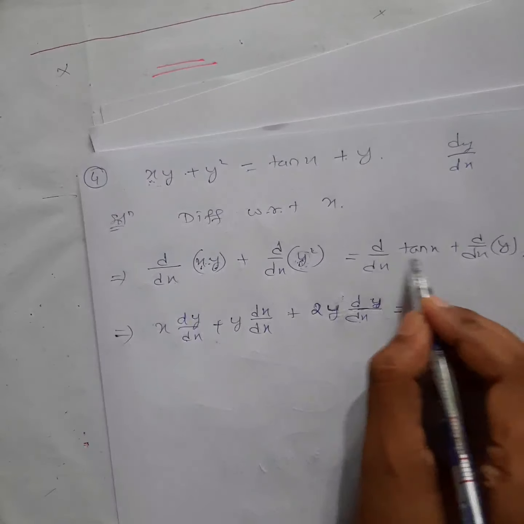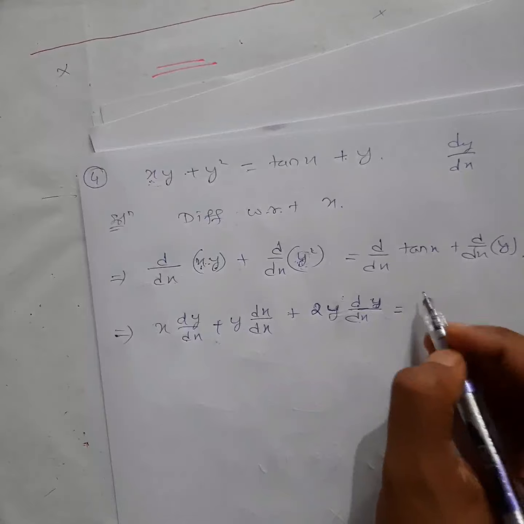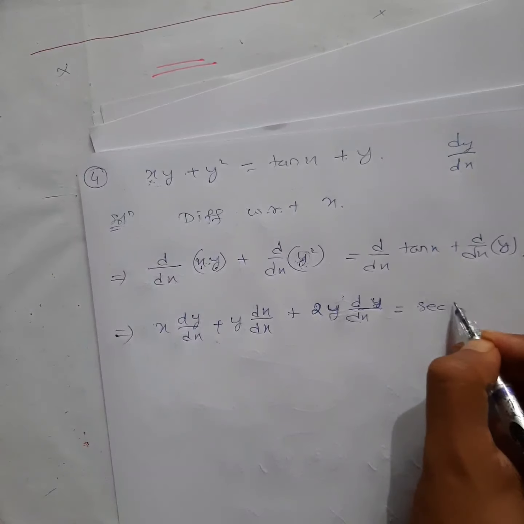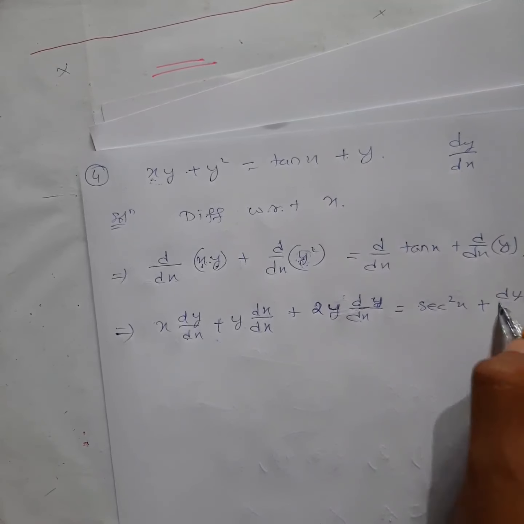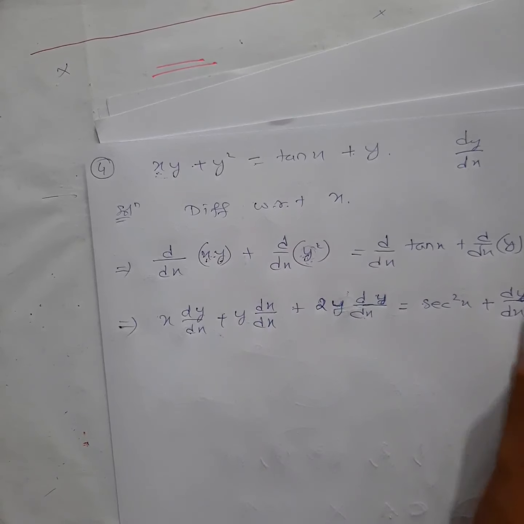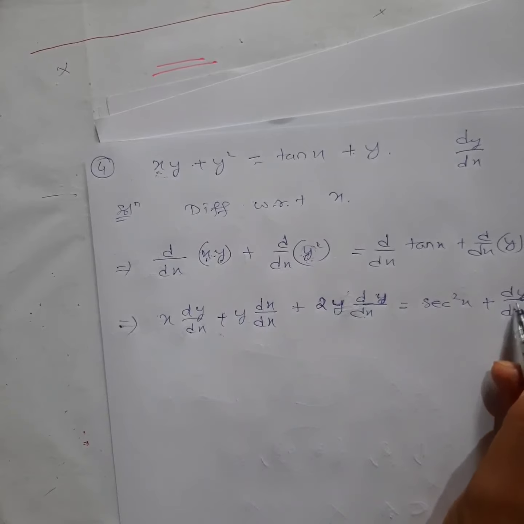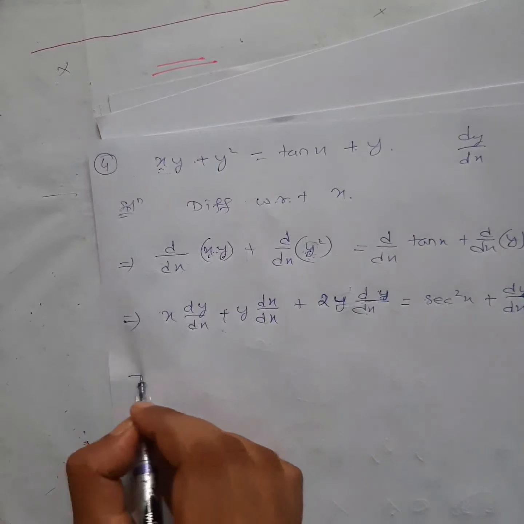Is equal to, next this one, d/dx of 10x. 10x, what is the differentiation? Sec square x, right? Plus dy by dx. You can't do anything here, right? So you will differentiate y with respect to x. So if you know y, you can easily differentiate. Anyway, this is y, so we will leave it as it is.